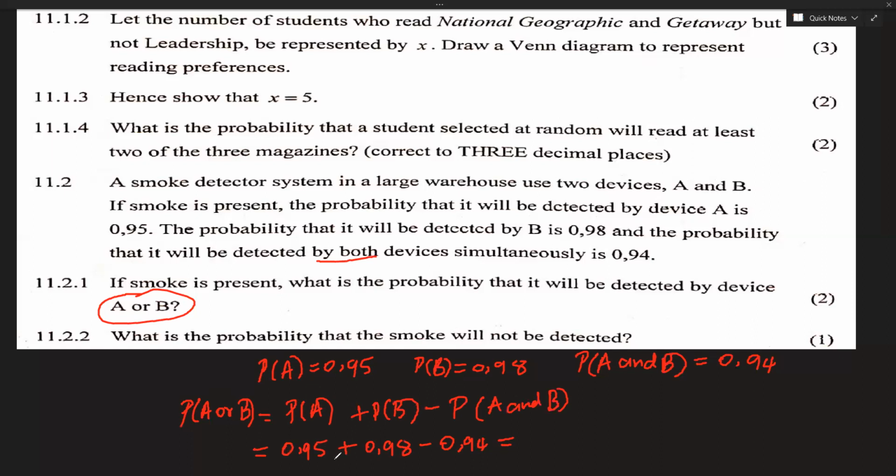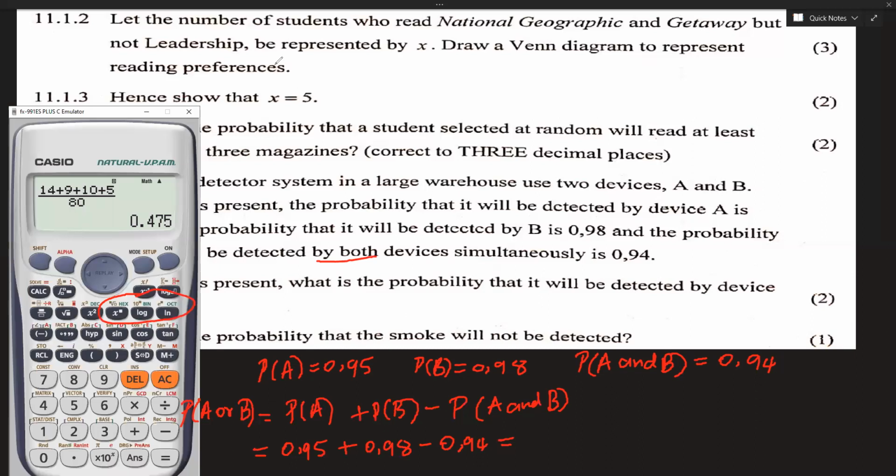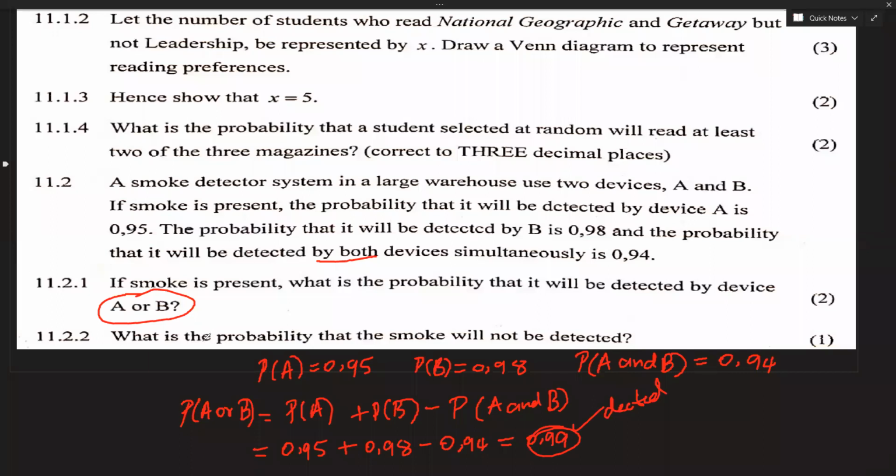And then if you press this on a calculator, okay, let's do it actually. I wanted to work it out in my mind, but let's just save time. So it's 0.95 plus 0.98 minus 0.94. So this gives us 0.99, right? 0.99. So this is the probability of smoke being detected. Right? So there's 99% that the smoke will be detected. Okay, awesome. And then now we can do the last question.